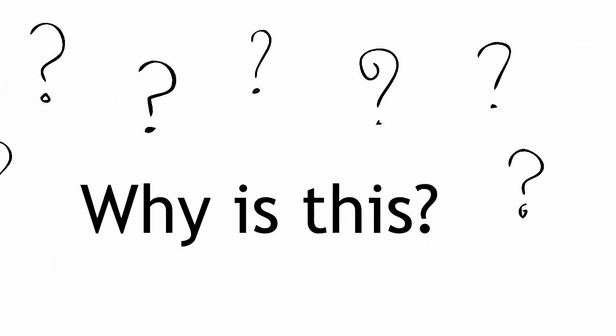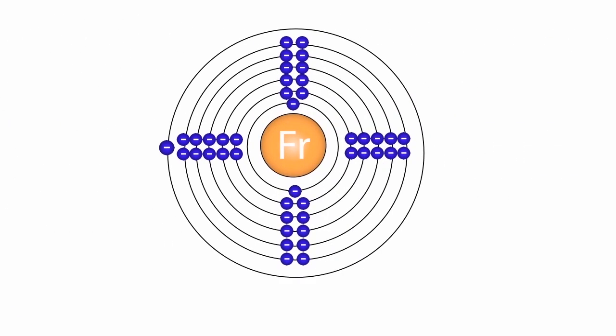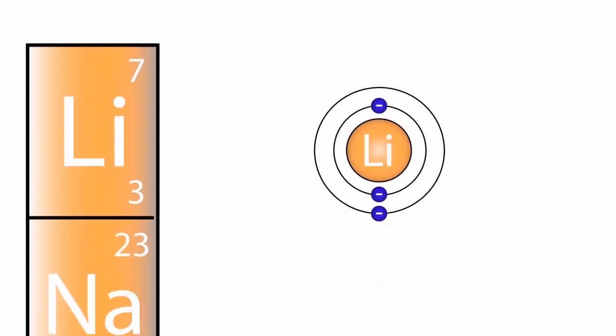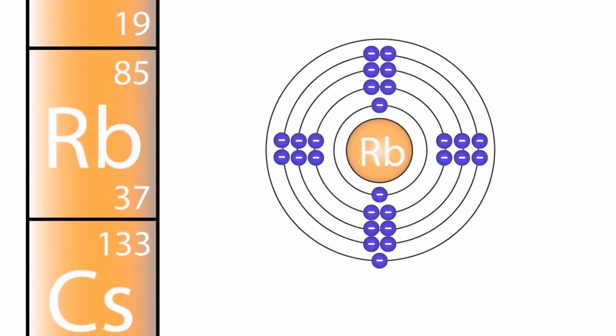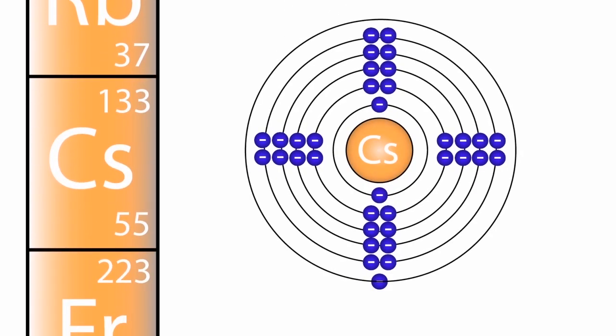Why is this? Two reasons. Firstly, the outer electron they have is easily lost. Secondly, as the atom gets bigger, they find it increasingly easy to lose the electron. This is why cesium is the most reactive metal we know.